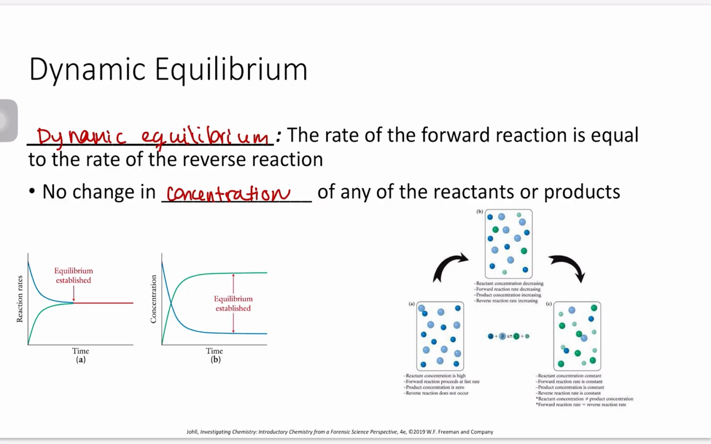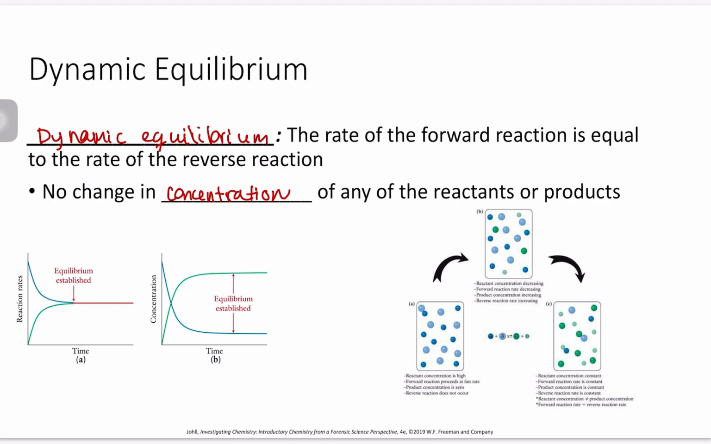So if you look at it in terms of the reaction rate, the reactants are going to start off decreasing very quickly, and then they're going to even out. While the products are going to start out being formed very quickly, and then it evens out. When the rates become equal, that is when you have established that dynamic equilibrium.